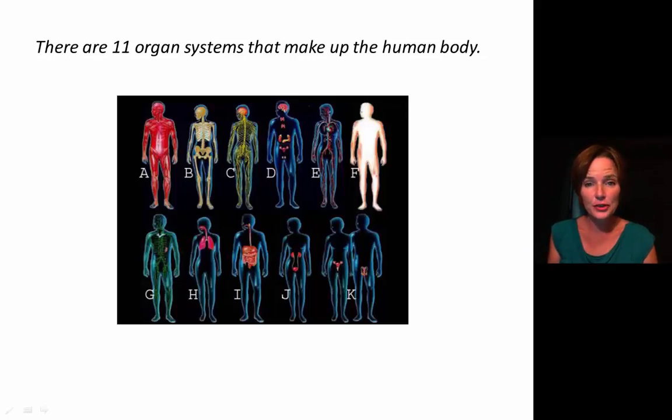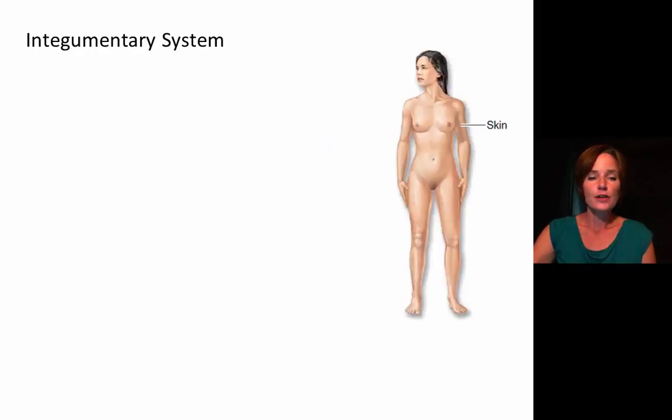There are 11 different organ systems that make up the human body, and each one is very important to our overall functioning and survival. So what you see here on this slide in this image is just a really quick overview of the different systems. And now we're going to take some time to go through those different organ systems. We'll talk about the main components of them and then also the function or the role that they play for our bodies. So first up on the list is the integumentary system.